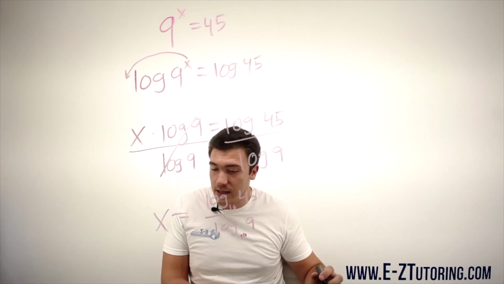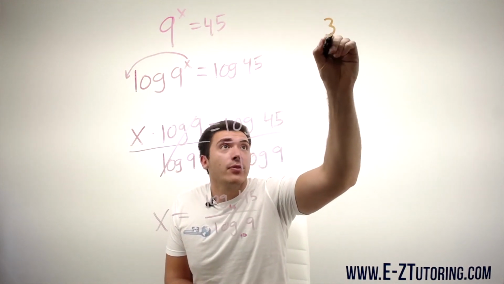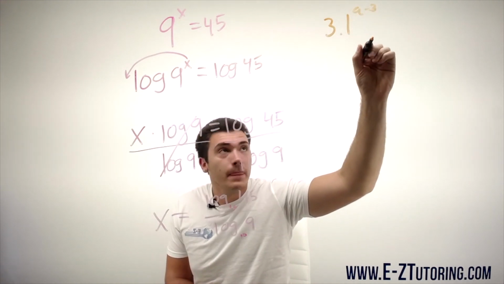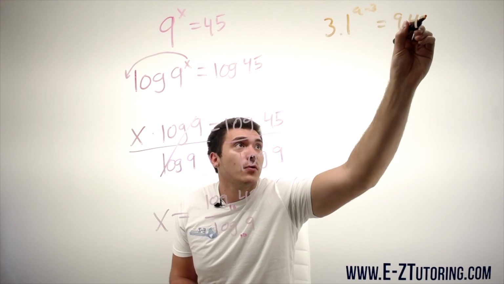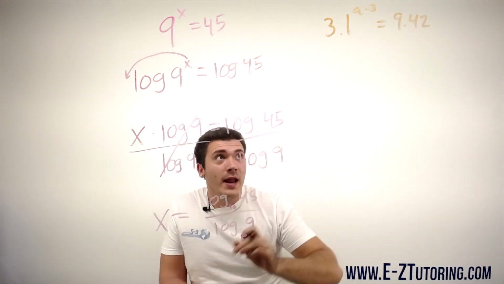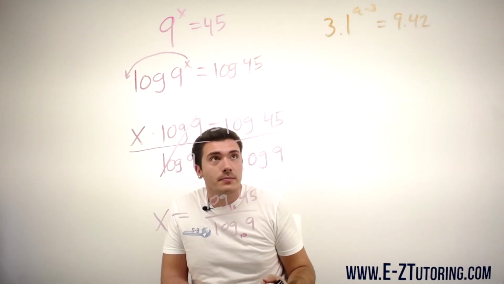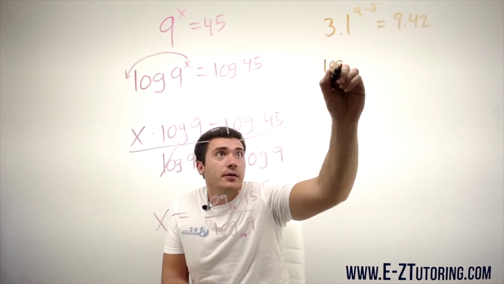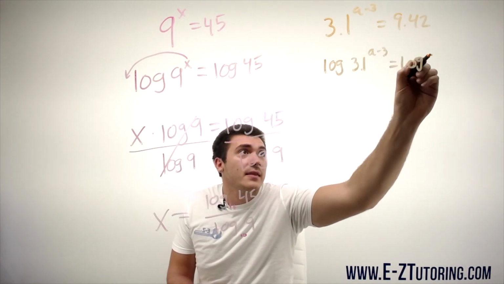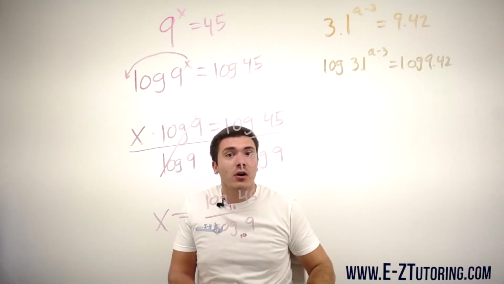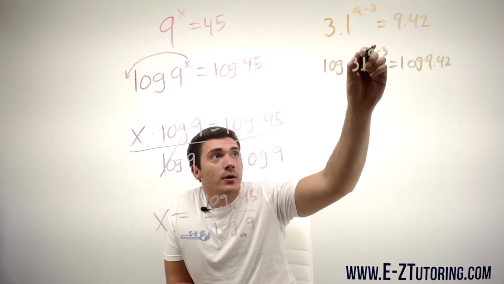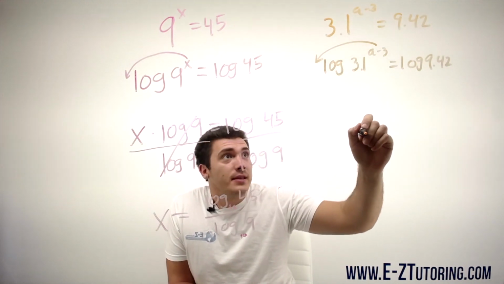I am not going to do the calculator portion, but I will go ahead and do a couple more problems like these. Suppose we have 3.1 to the power of a minus 3 equals 9.42. Well, once again, there is no way you can change these bases to get the same number. So we take the log of each side. Now you can take the log or you can take the natural log, ln. Either way works. If you guys are wondering what ln is, it is simply log base e.